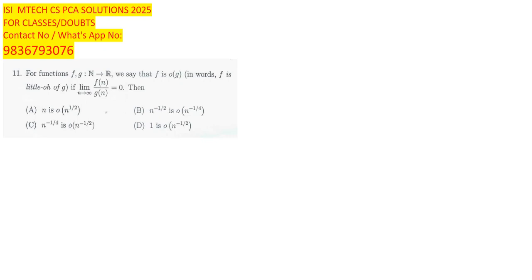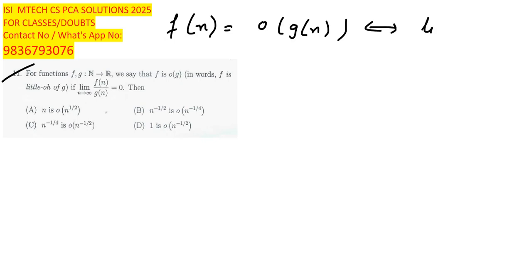और आज हम लोग सॉल्व कर रहे हैं ISI MTech CS का पेपर PCA का। और इस सीरीज में हम लोग आ गए हैं क्वेश्चन 11 में। तो चलिए हम लोग जल्दी से सॉल्व कर लेते हैं ये वाला क्वेश्चन। तो अभी हमको क्या दिया गया है, वी आर बीइंग गिवन द डेफिनेशन। सो f ऑफ n इज, पहले लिख लेते हैं कि हमको क्या दिया गया है। So n tends to infinity, f of n by g of n is 0.